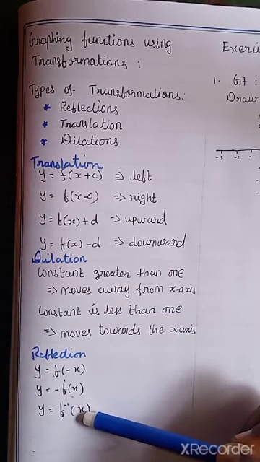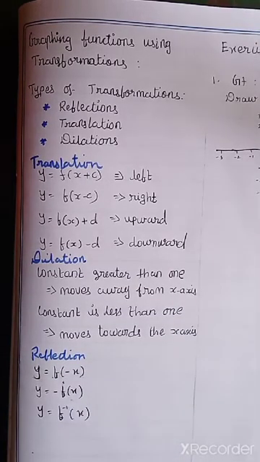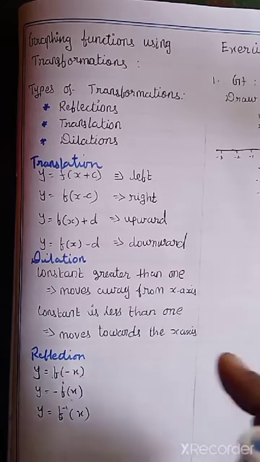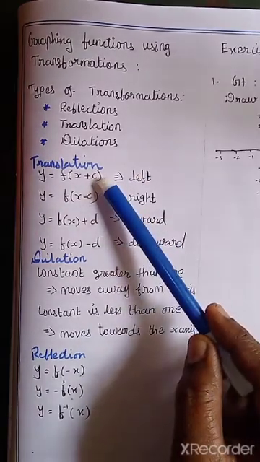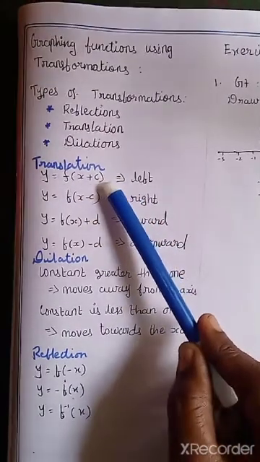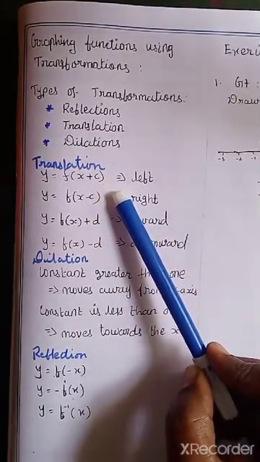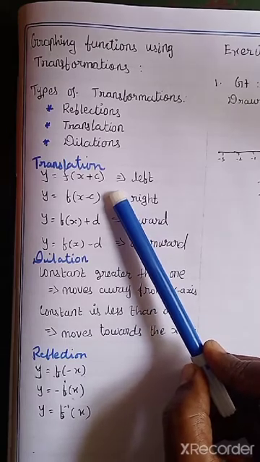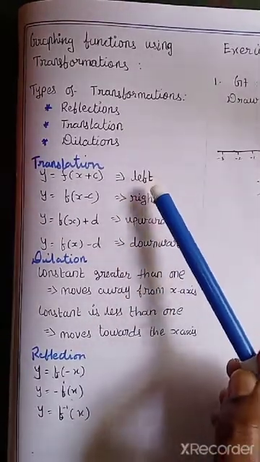Next is translation. So what is translation? A translation of a graph is a vertical or a horizontal shift of the graph. You can move the graph vertically or horizontally, and that produces congruent graphs. So translation means moving your graph vertically or horizontally. Is that okay?